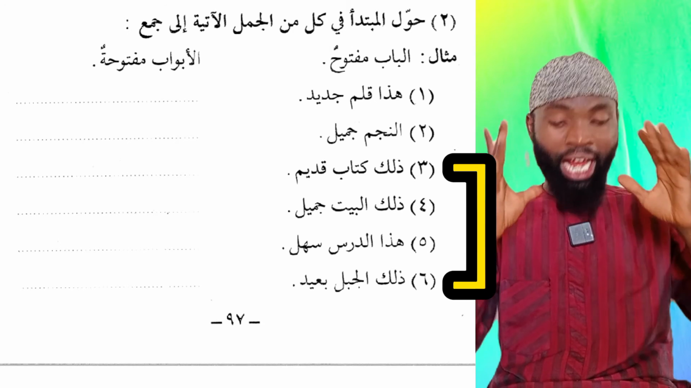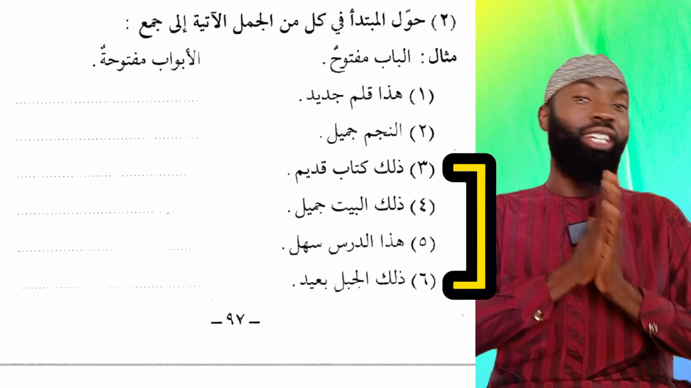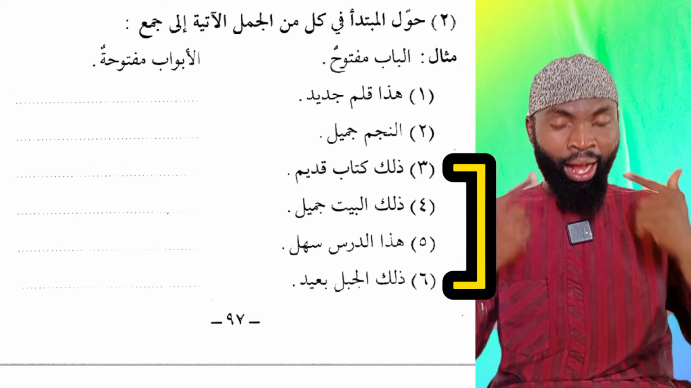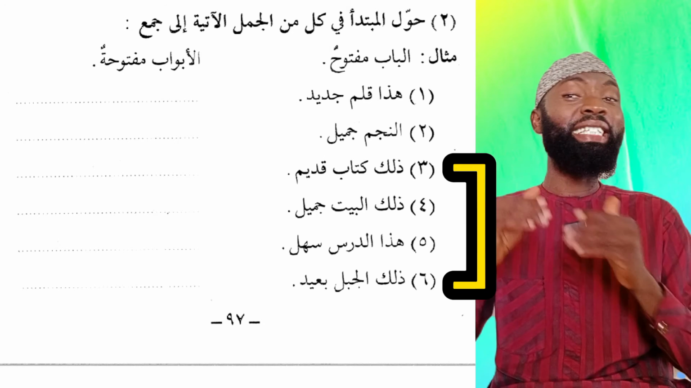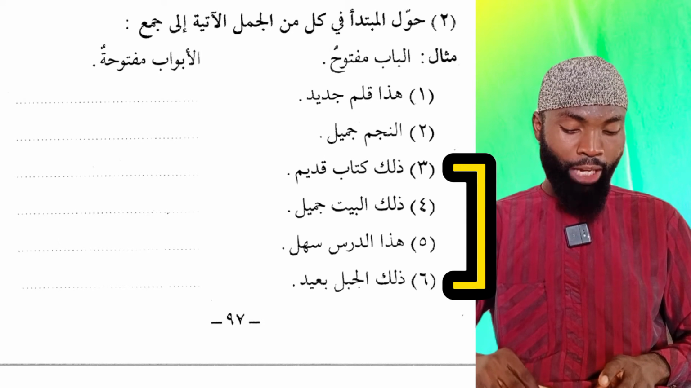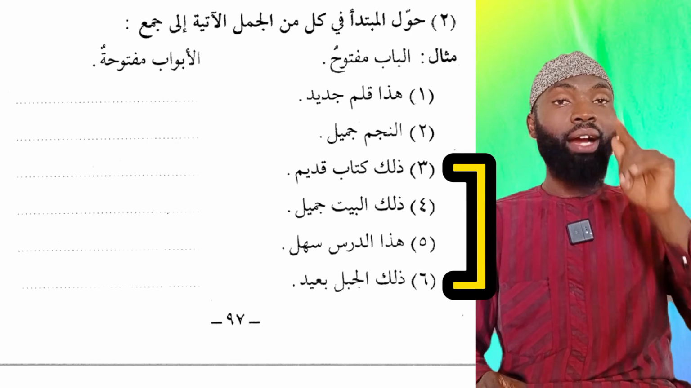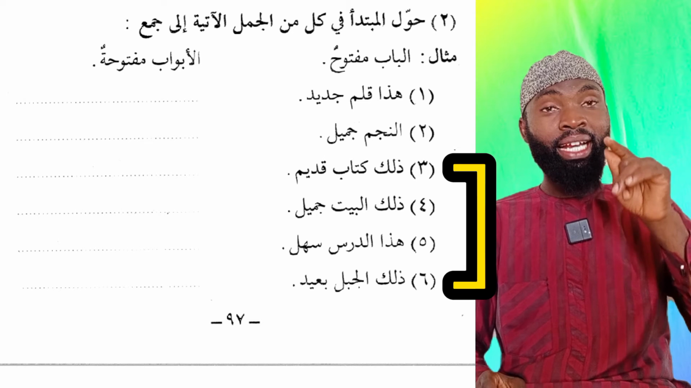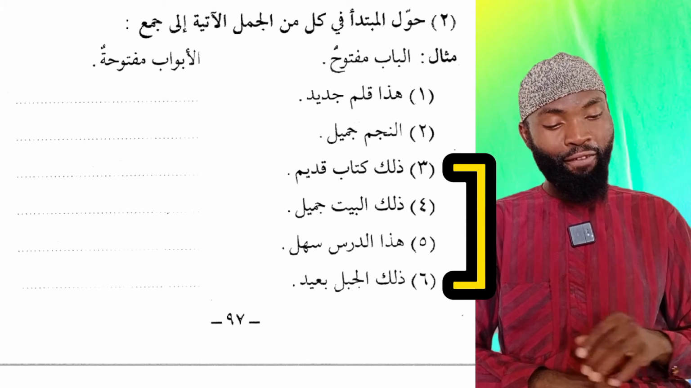What do we say? Haulai? No, that is wrong. You cannot use Haulai because a Darsu is irrational. What do you say? Hadhihi Durusu Sahlatun. These lessons are easy. Number 6, we have Dhalikal Jabalu Ba'idun. That mountain is far. What do we say? Tilkal Jibalu Ba'idatun. Those mountains are far.